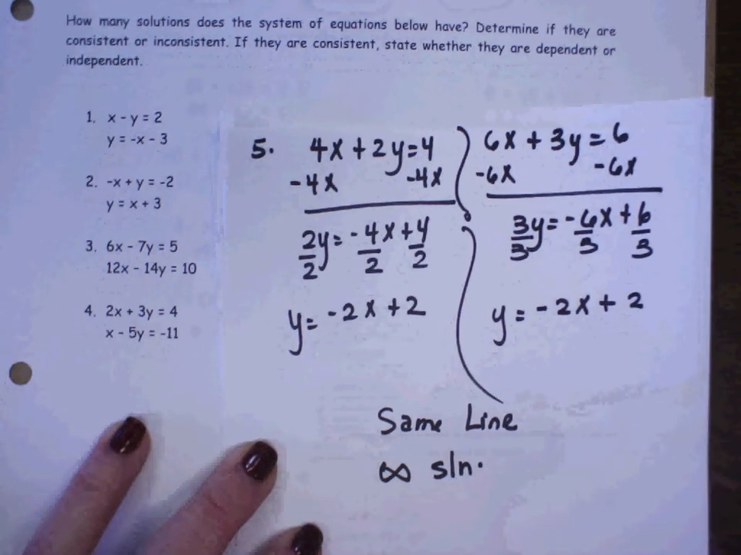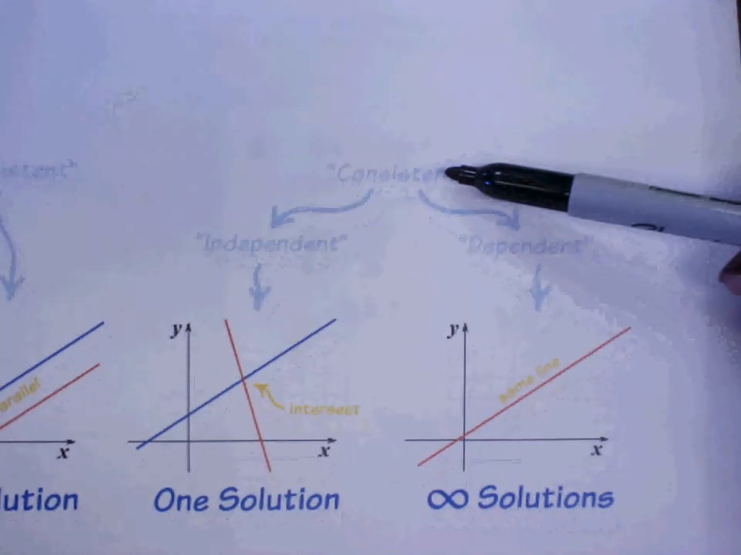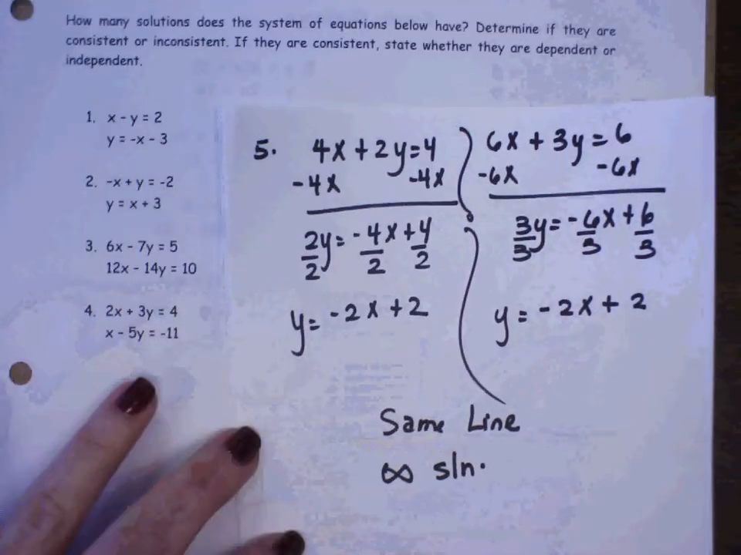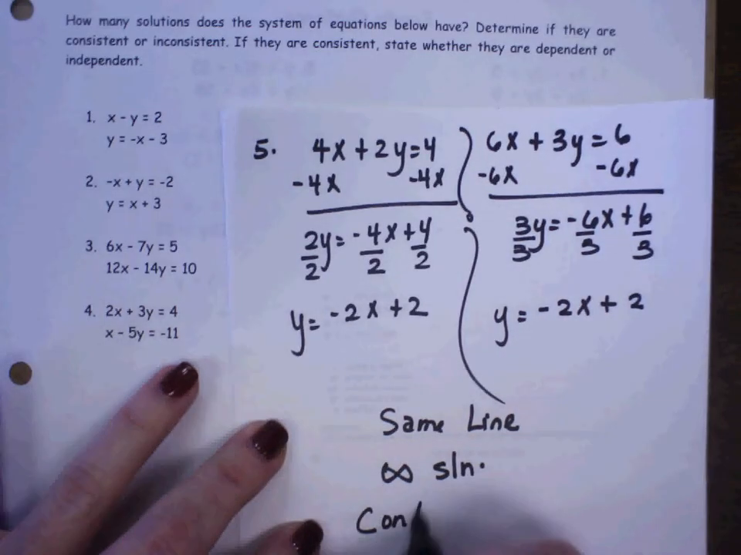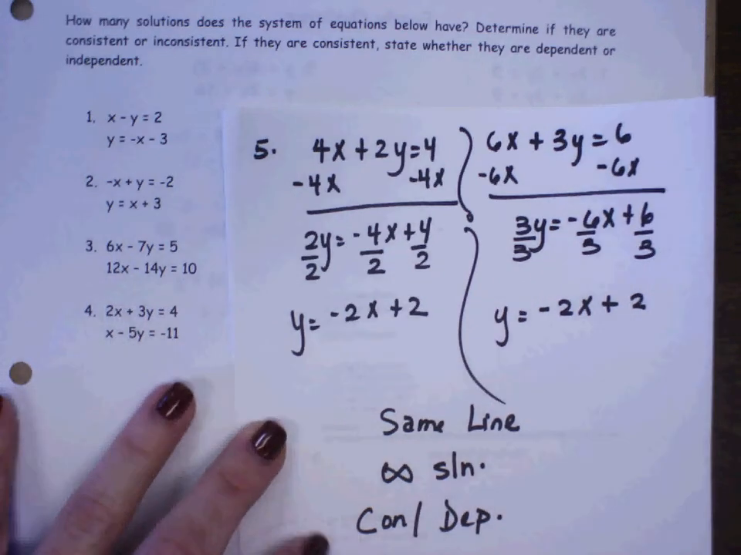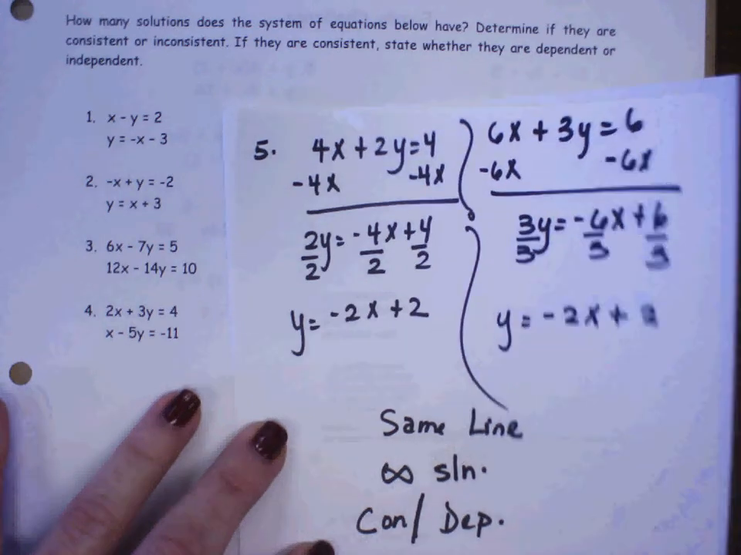And when you have this tomorrow in front of you, you can take a look at the cheat sheet. It's going to be consistent and dependent. They depend on each other because it's the same line. Consistent and dependent. All right, let's go ahead and do number 6.